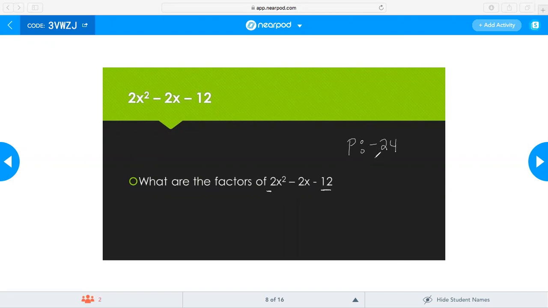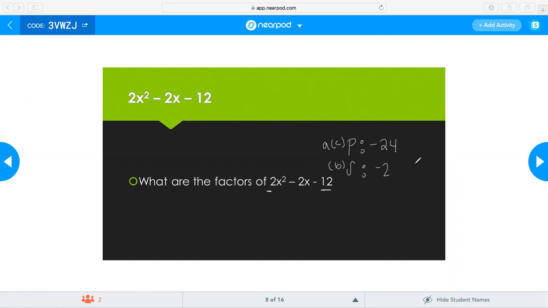So the product is negative 24 and the sum is what? -2. Yes. So the sum is the B value, the product is A times C. You have to remember this, okay? Keep going. Okay, I'm just going to say out loud the next steps.